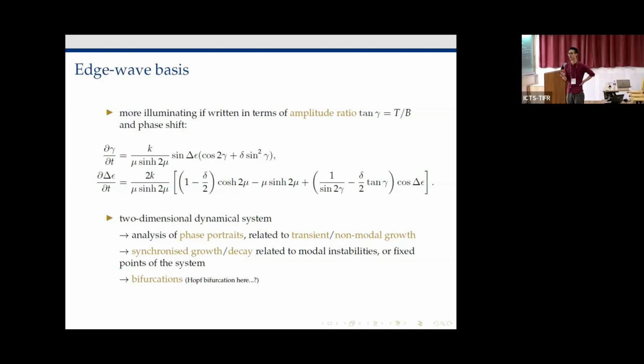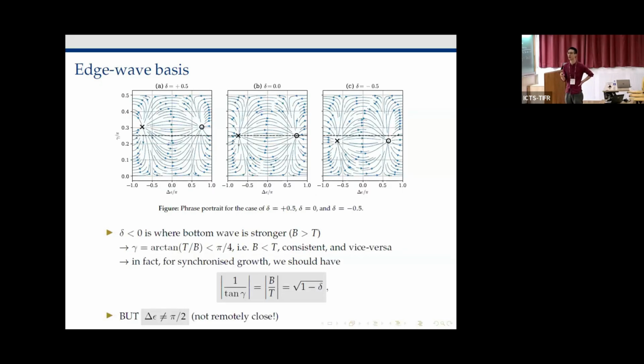You can get synchronized growth by looking at where the fixed points of the system are. You can look at Hopf bifurcations. In this case, I think it's like a Hopf bifurcation. If you do this for different values of delta, you can plot out the phase portraits of all of these, and they look something like this. So here I have the amplitude ratio normalized by pi, and the delta epsilon, which is normalized by pi as well. So this is pi by 4 I've marked on.